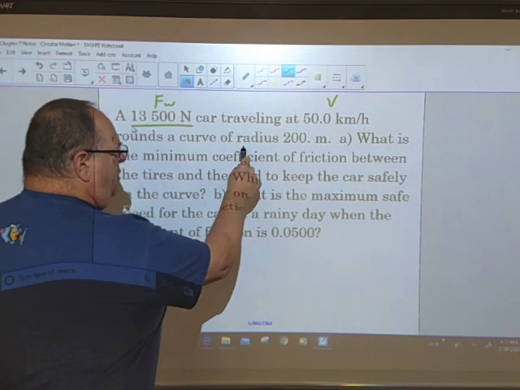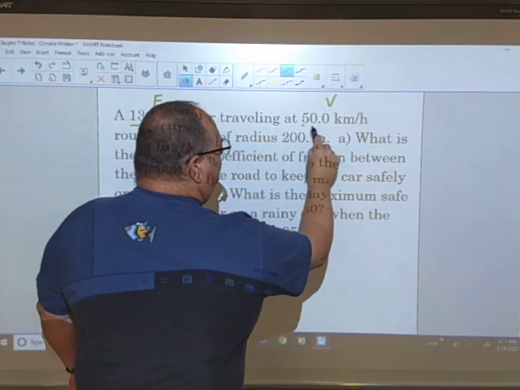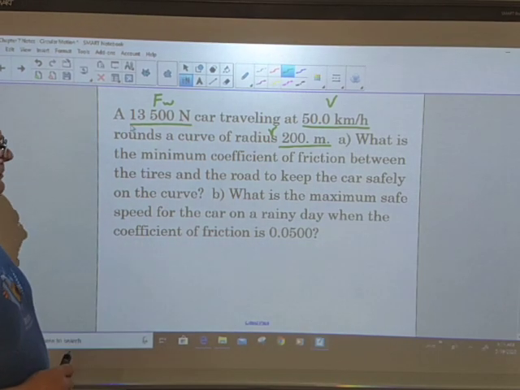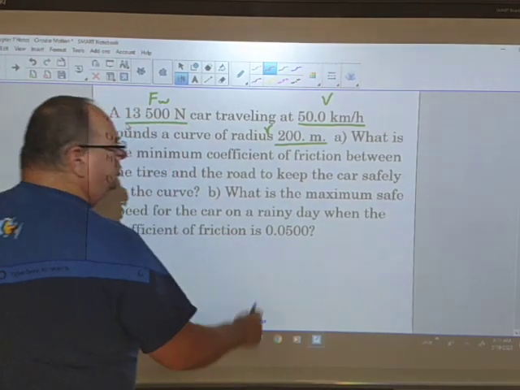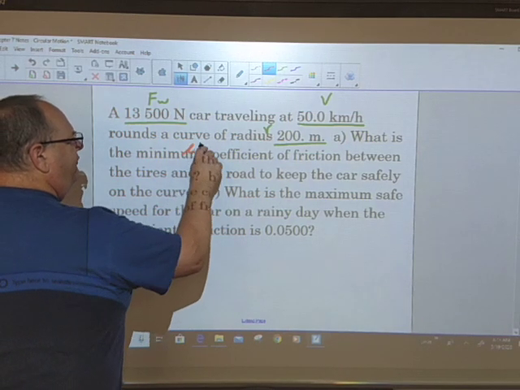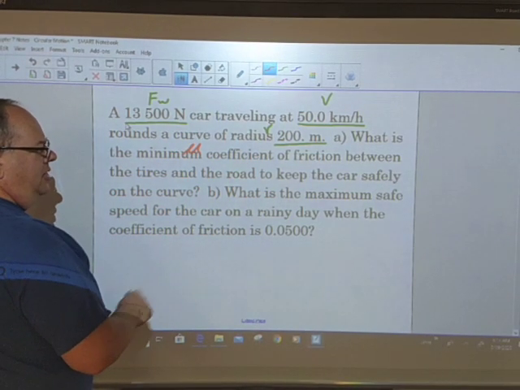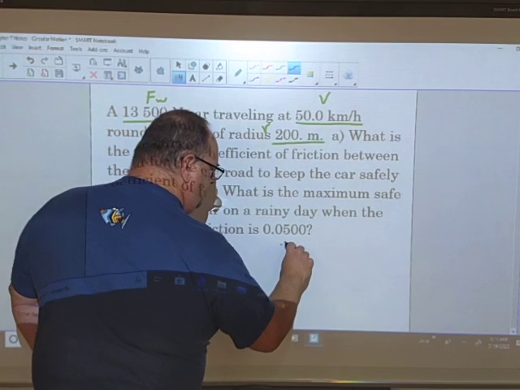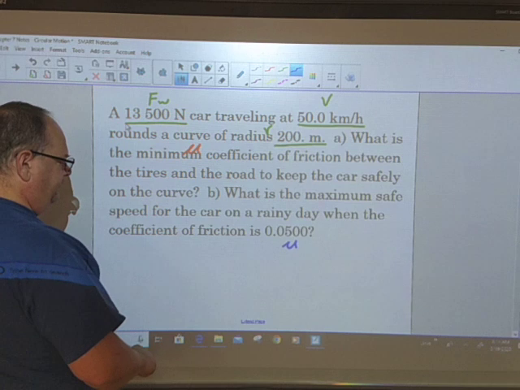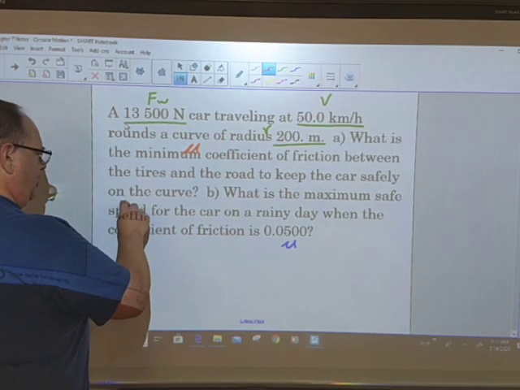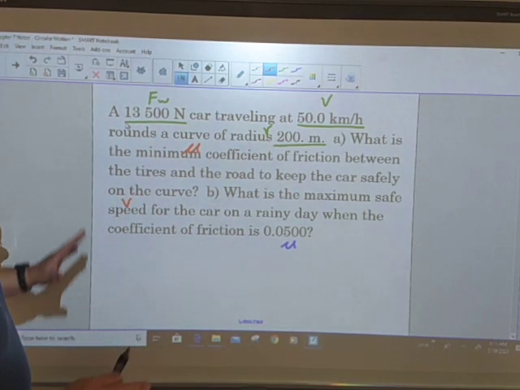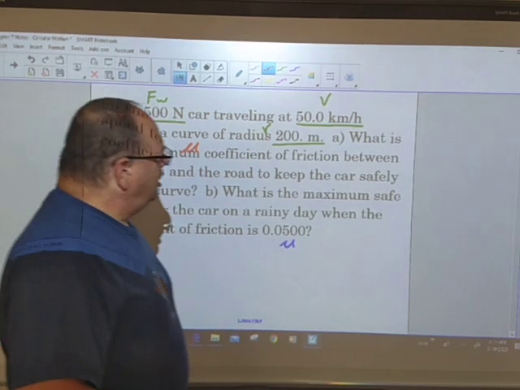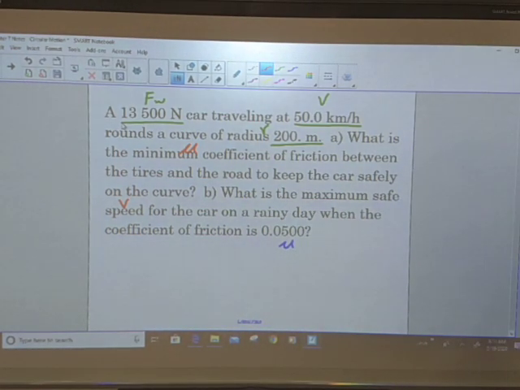Rounds a curve of radius 200 meters. Well, it tells us that this is a radius. And then what are we looking for? In this part, we're looking for the coefficient of friction. In the second part, it's going to give us a coefficient of friction, and we're looking for a velocity. So there are two different problems here, with different information. All right, first one, we're looking for that coefficient of friction.